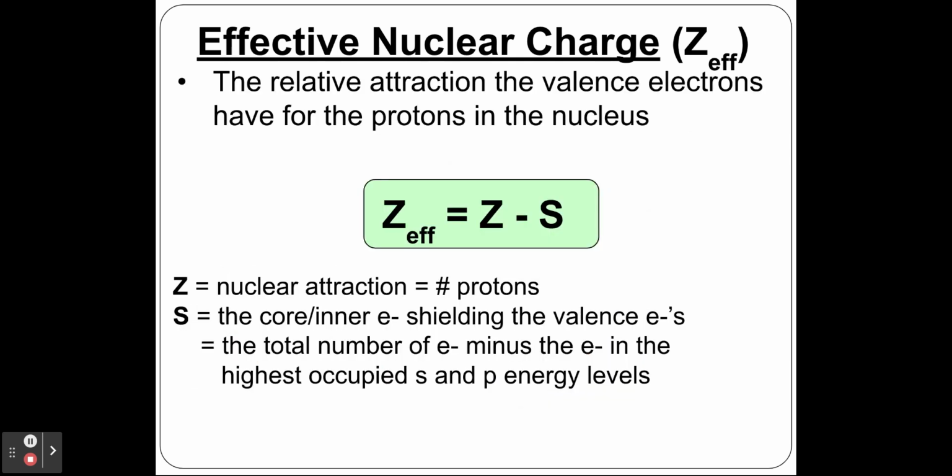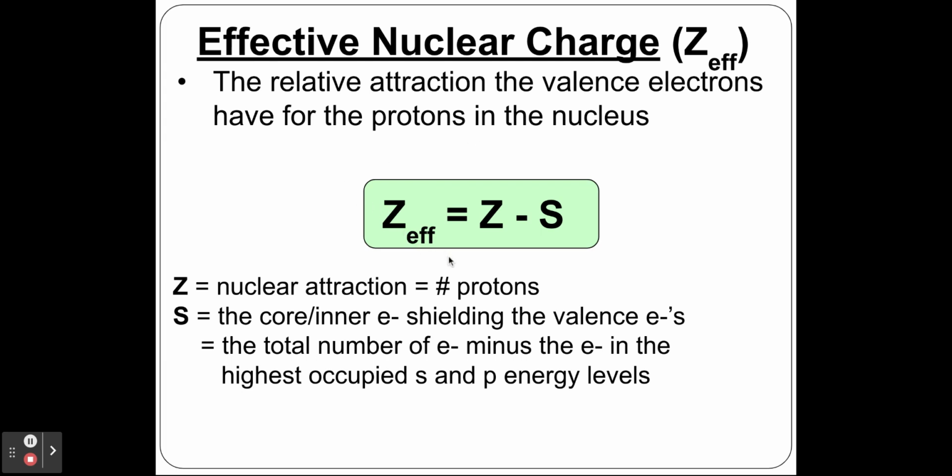And so when we're calculating the effective nuclear charge, this is the equation we're going to use. The effective nuclear charge, or Zeff, is, again, the relative attraction that valence electrons have for protons in the nucleus.